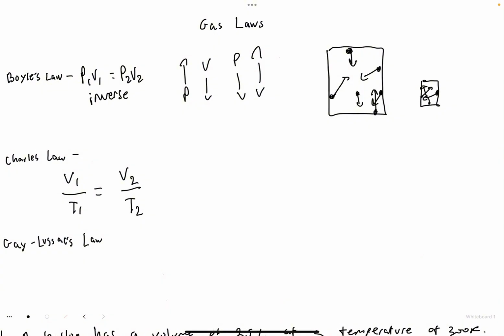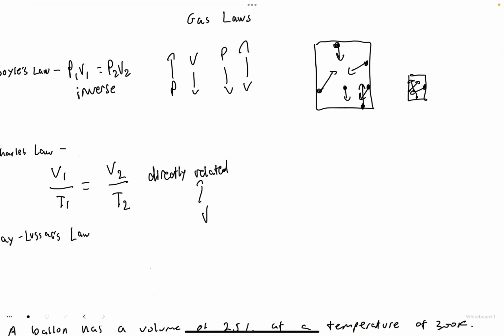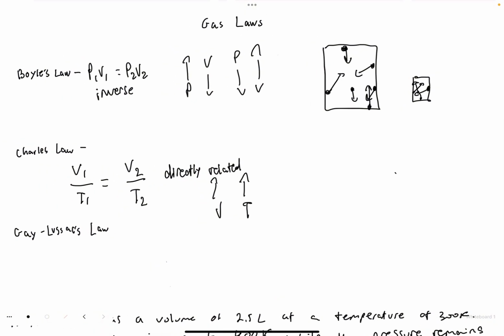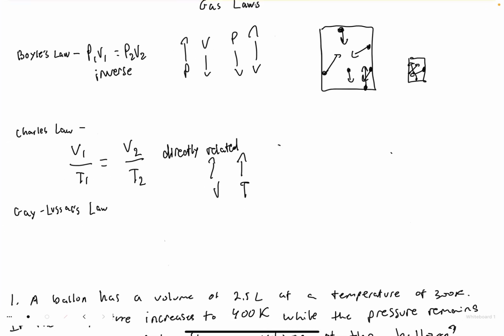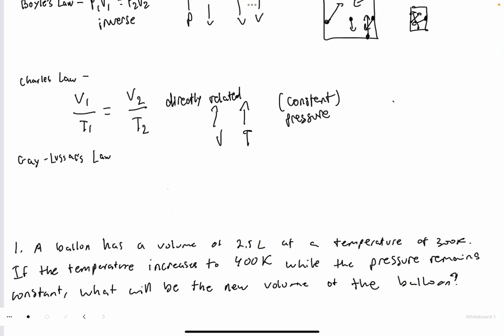And Charles' law is going to be V1 over T1 equals V2 over T2. And so this is going to be directly related to each other. So as volume increases, the temperature also increases, and these go hand in hand. And just to mention, pressure has to remain constant in Charles' law.